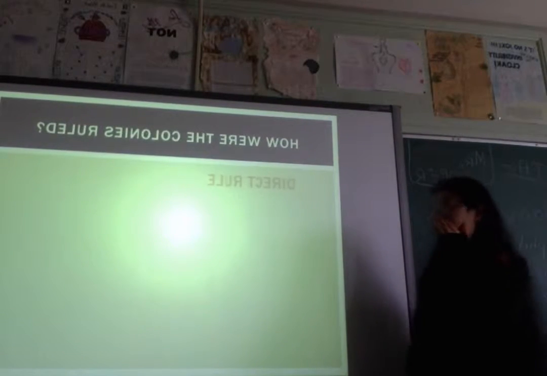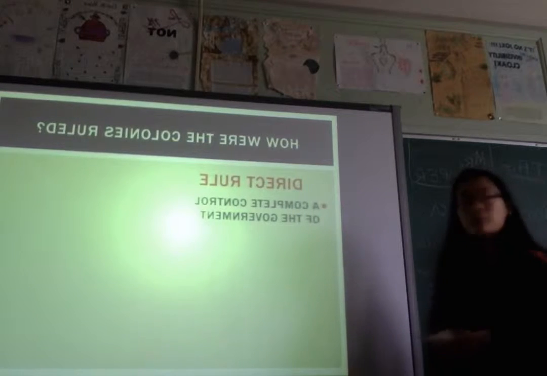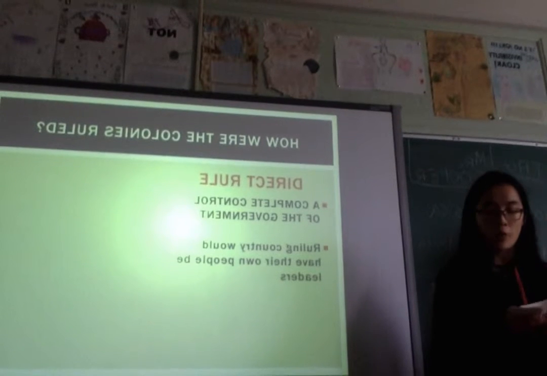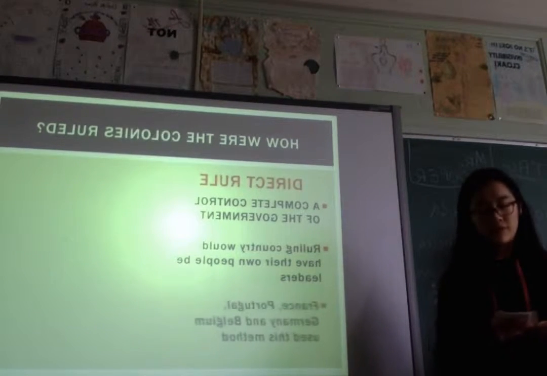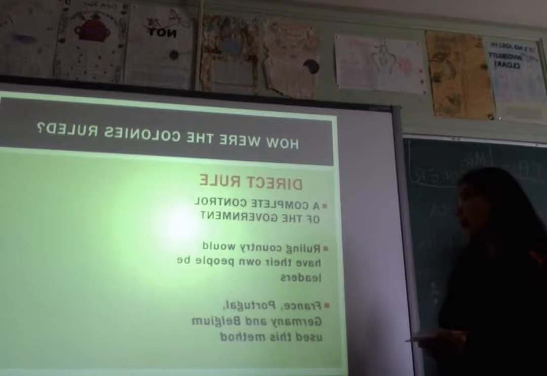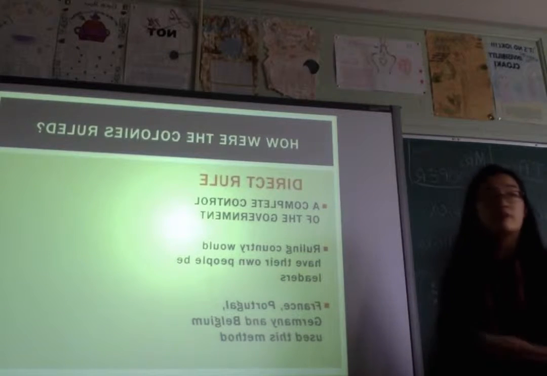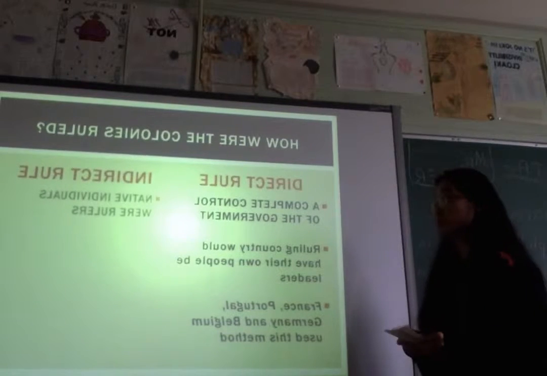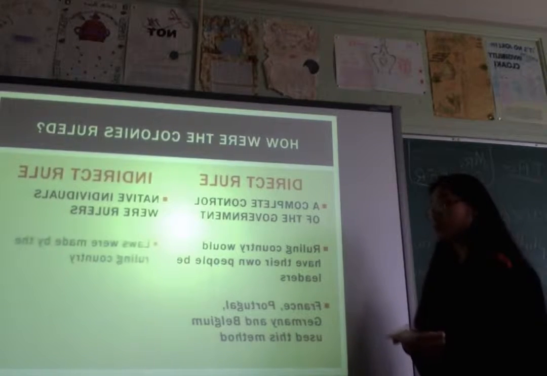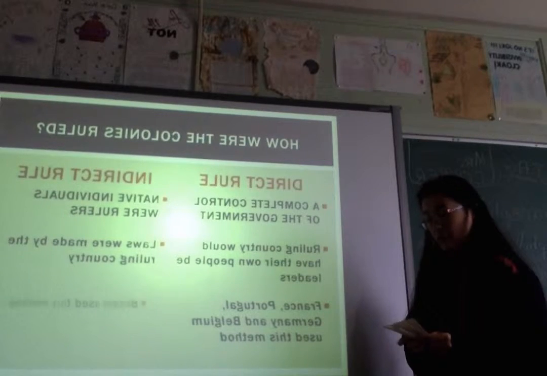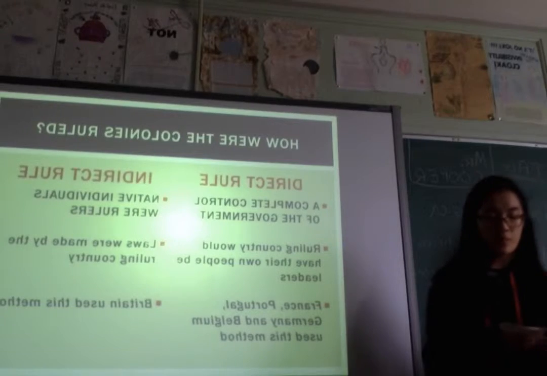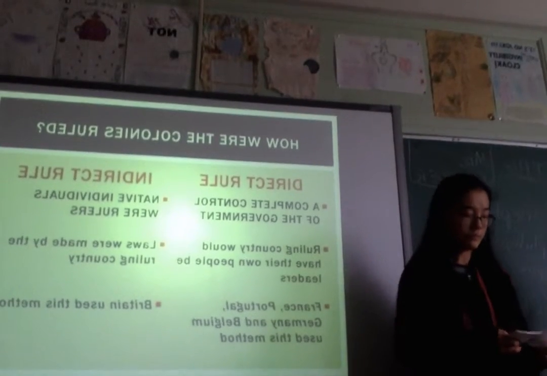There were two ways of colonies being ruled. So the first way was by direct rule, so complete control of the government. So the ruling country would appoint their own people as leaders, and they also believed that Africans couldn't be rulers. And so France, Portugal, Germany, and Belgium all used this method. The other way was indirect rule, so the British made the laws, native individuals were rulers, and they were rulers instead of the European officials. The laws were made by the ruling country, and so the British used this method.